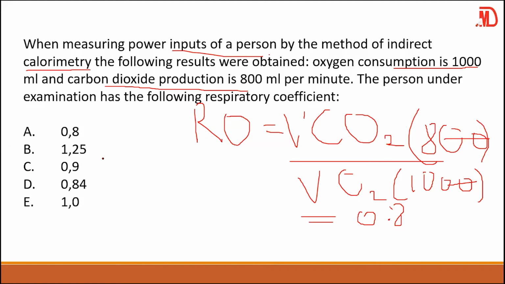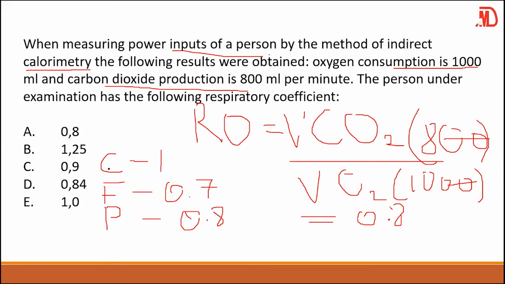Now, if the food that was taken in was carbohydrate, the value is 1. With fat and oil, if the food is made up of fatty food, we have 0.7. Respiratory coefficient is 0.7. And then proteins is 0.8. Please take note of these things.